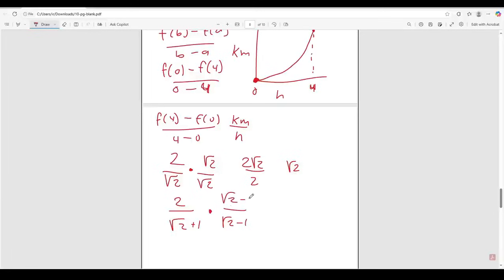Be careful. Whenever you multiply by a conjugate that has more than one number, flip the signs. Okay? So flip the signs, and you'll be left with 2 radical 2 minus 2 over radical 2 plus 1 times radical 2 minus 1, which you can simplify on your own. Okay, so just remember that you flip the signs when you have more than 2 terms.